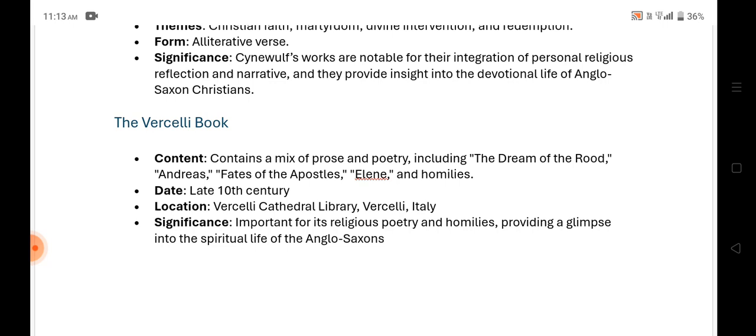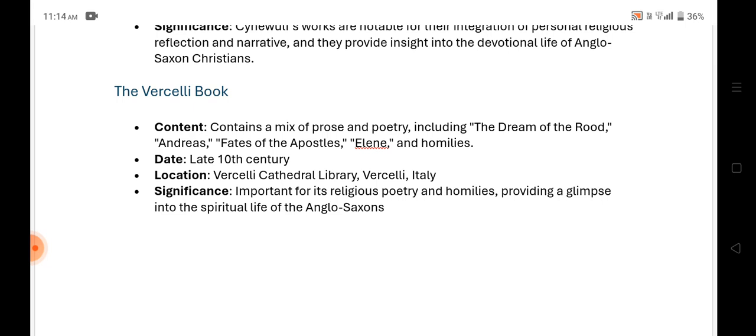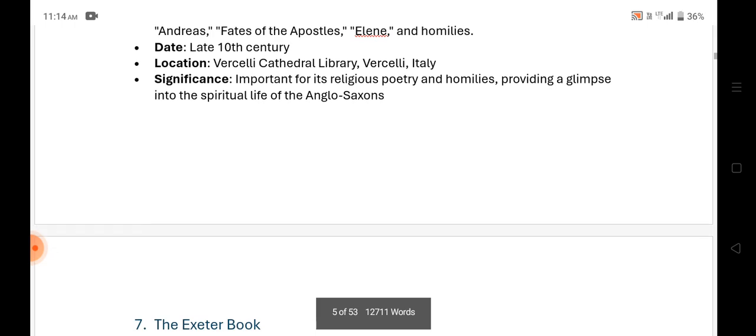Next is the Vercelli Book. It is a manuscript that contains a mix of prose and poetry, including The Dream of the Rood, Andreas, Fates of the Apostles, Elene, and Homilies. It collects some religious poetry.